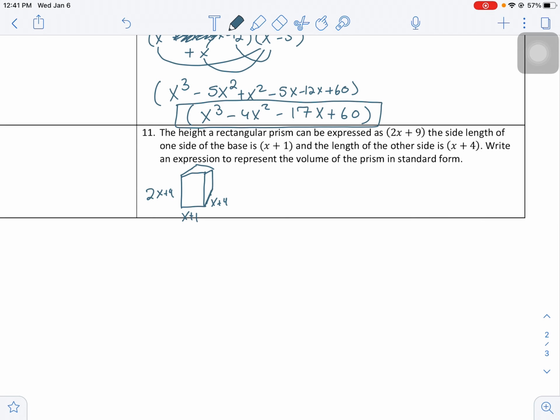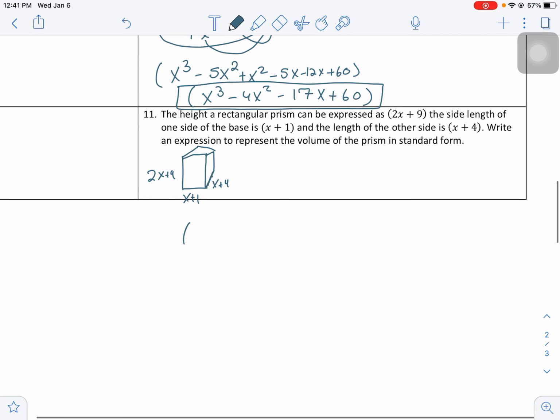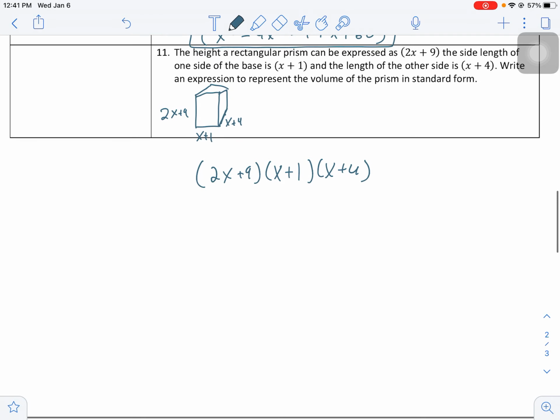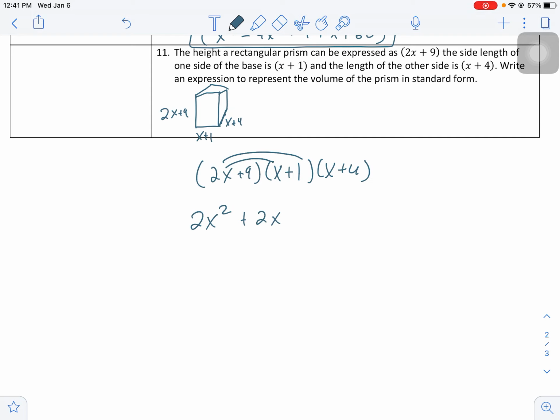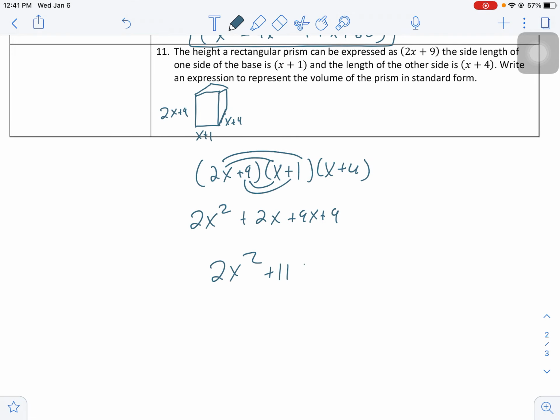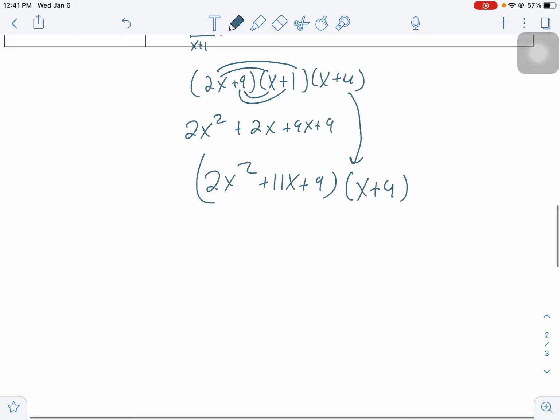But anyway, what it's trying to get us to do is to write an expression for the volume of the prism, right? So it's just saying take 2x plus 9, multiply it by x plus 1, and then multiply that by x plus 4. So that's going to be 2x squared plus 2x when we do these two multiplications, and then plus 9x plus 9 when we do those two multiplications. Simplify, 2x squared plus 11x plus 9. Drop down that x plus 4, because we still need to multiply that in.